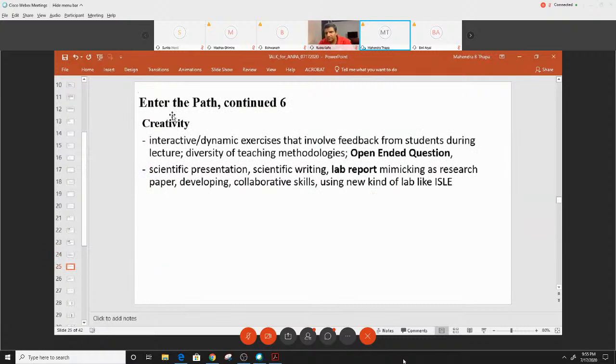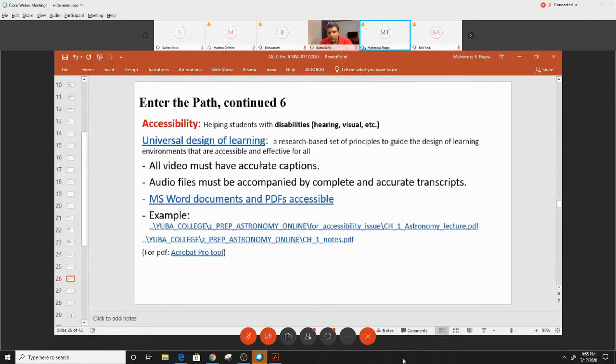And the creativity, we want to create creativity in our classroom. In my perspective, I try to use open-ended questions. This is my experience, and I have collected some result data, we'll present it sometime in the future. And our lab report should be similar to a scientific presentation so that they know what a scientific presentation looks like.